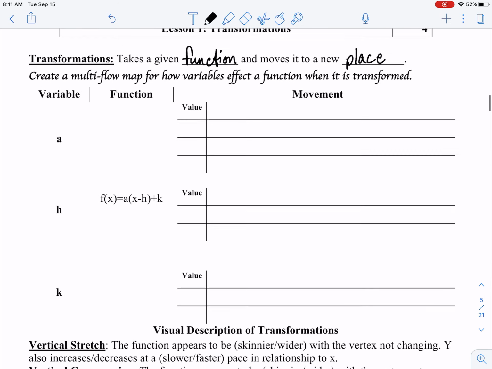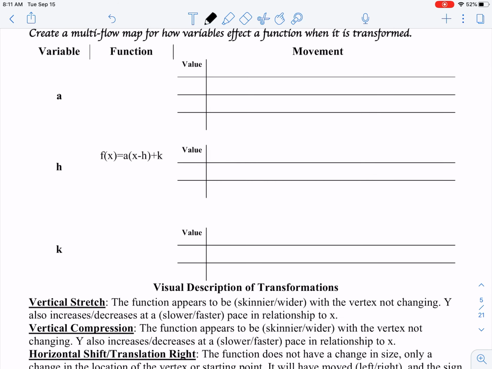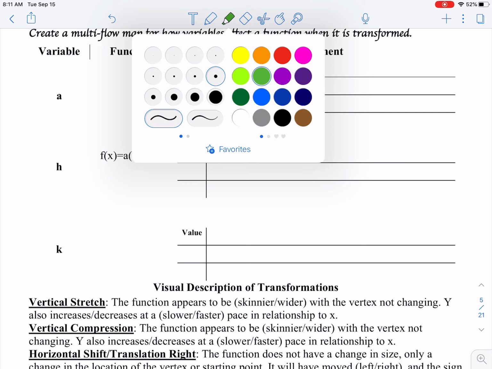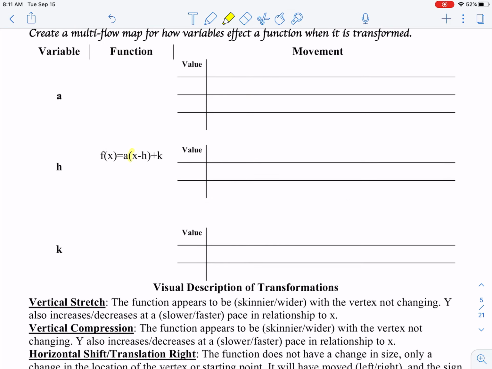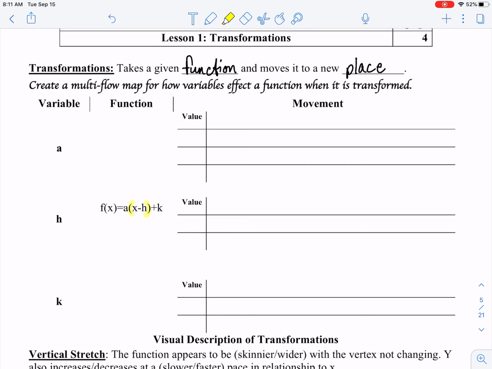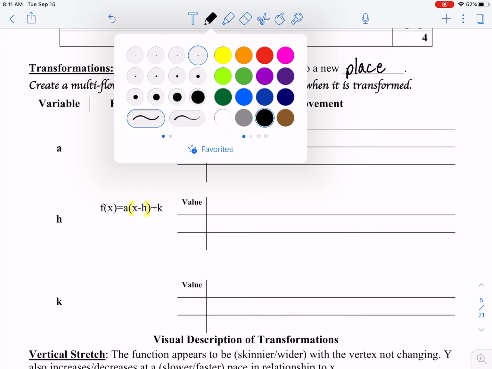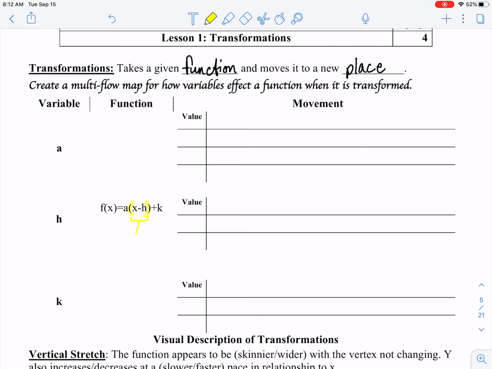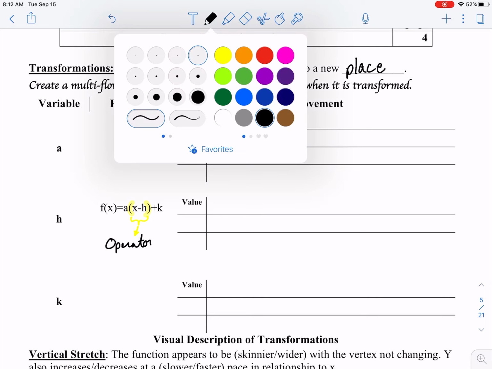Now, below here, we see that we have A, we have H's, we have K's. Now we have this stuff that's in parentheses. I want to talk about it really quick. So what's in parentheses? Okay, I don't have a spot for it on this multi-flow map. But essentially, it is what I'm going to call the operator. So the operator is in what kind of function, okay?